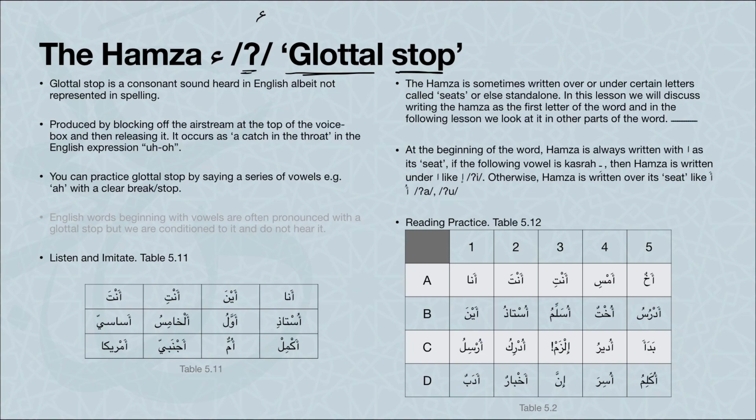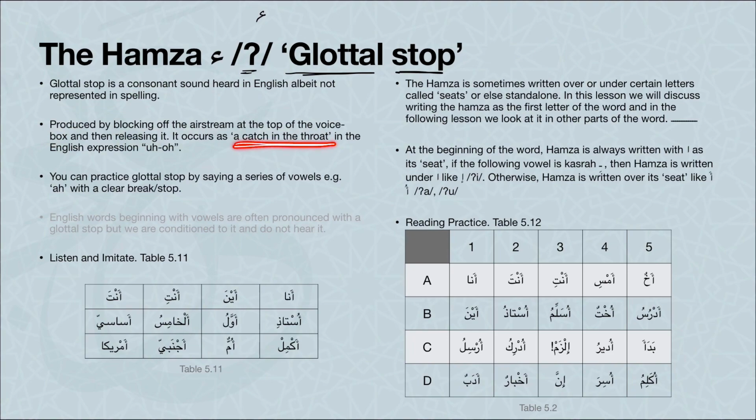So it's a consonant heard in English. It's not represented in spelling. When do we hear it? We'll get to that. How do we produce Hamza? We produce it by blocking off the airstream at the top of the voice box, basically in your larynx. Yes, Maya, we're going to get to that. It's produced by blocking off the airstream at the top of the voice box and then releasing it. A common description is a catch in the throat.